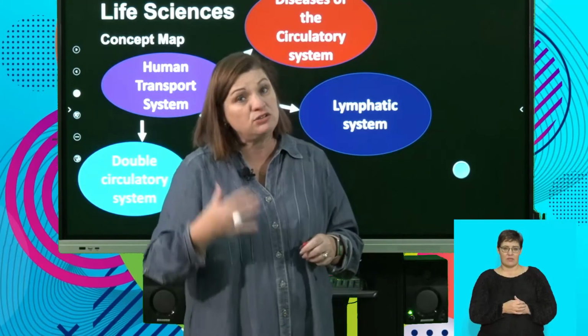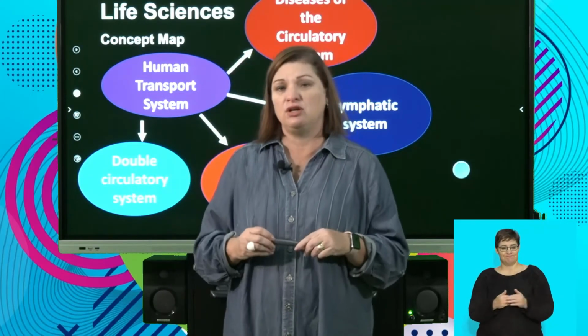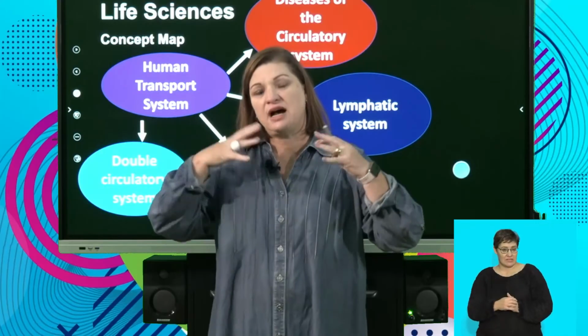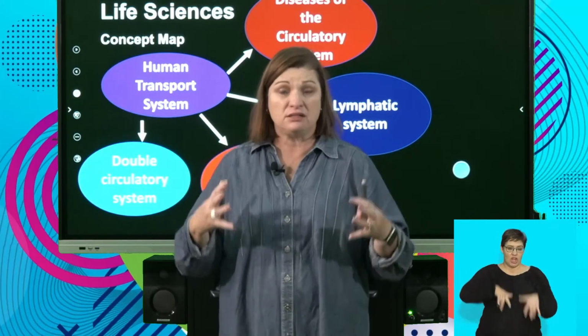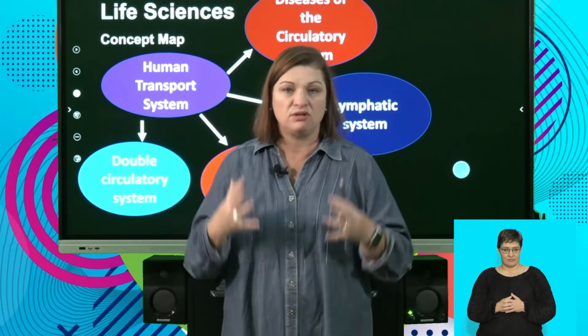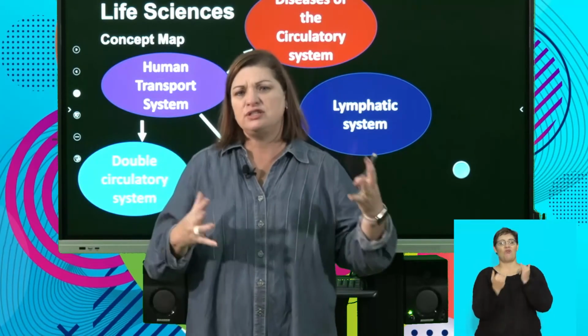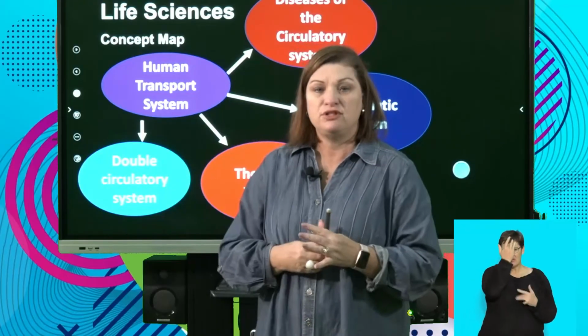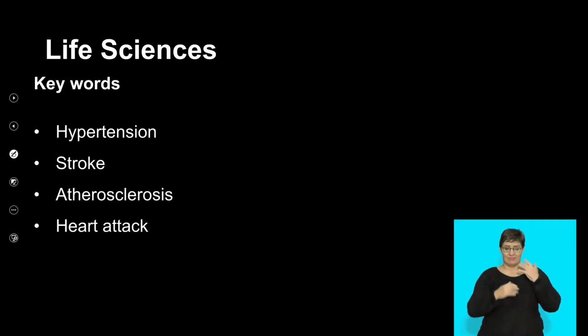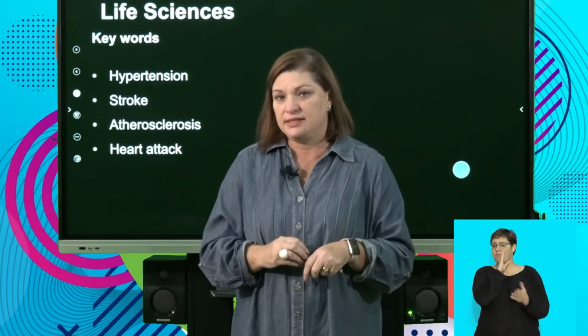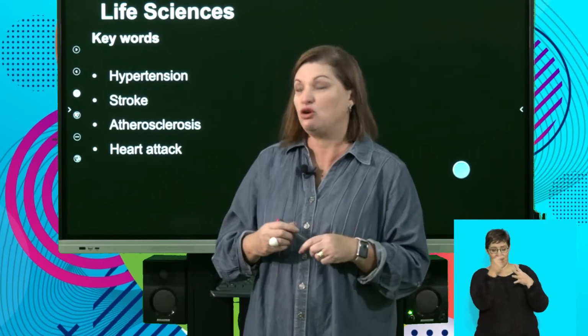Which brings us on to the next concept that we're going to look at. Obviously, our circulatory system doesn't work 100% of the time. Things can go wrong. So we're looking at certain diseases, etc., of the circulatory system. Most of the ones are up there. There are a few words that you need to be familiar with when it comes to these. So once again, make sure that you understand all your terms and your terminology.